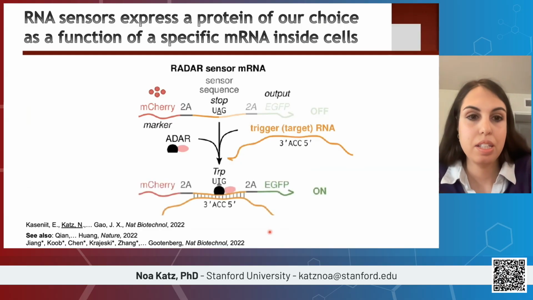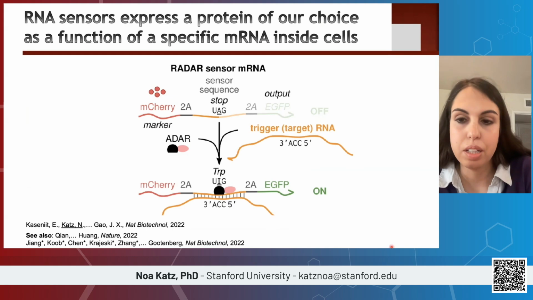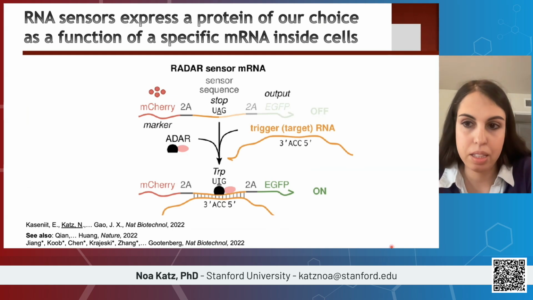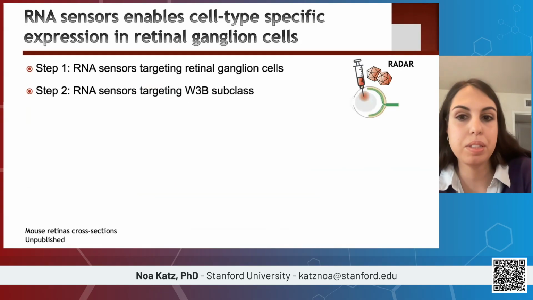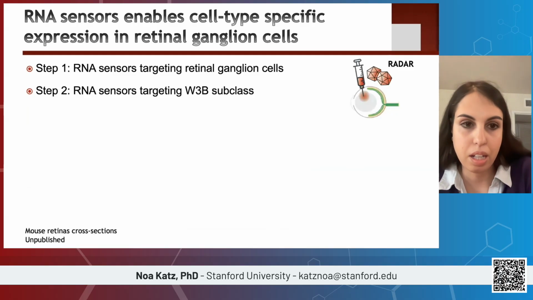And so what happens? The sensor sequence binds the target mRNA, creating this double-stranded region that can recruit the ADAR protein. And now ADAR is able to edit the A in the stop codon into an I. And now there's no longer a stop codon, and the downstream gene can be expressed. And so the overall GFP expression is completely dependent on the presence of the target mRNA. I developed this technology to target retinal ganglion cells as a first step. And then the second step is to target just the W3B subclass, specifically out of all the different subclasses.